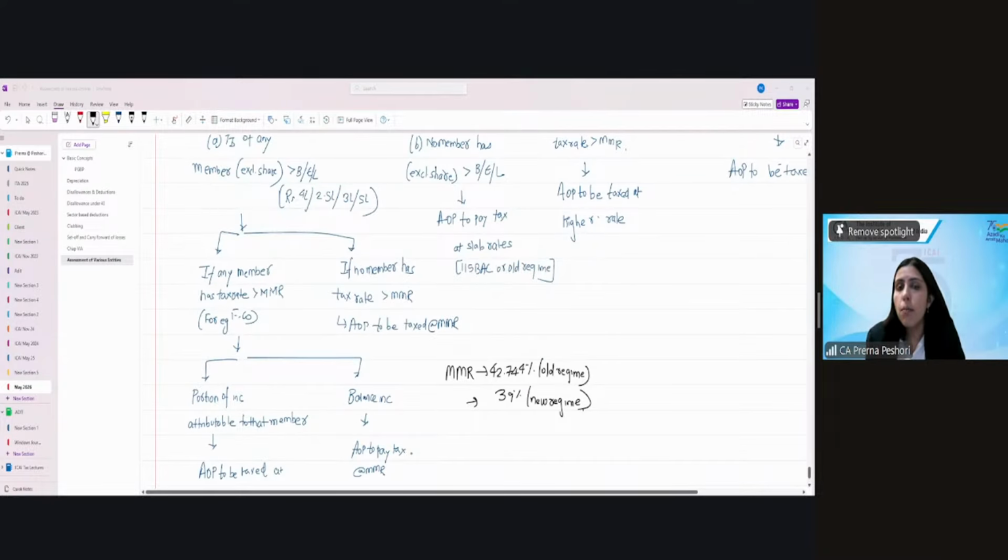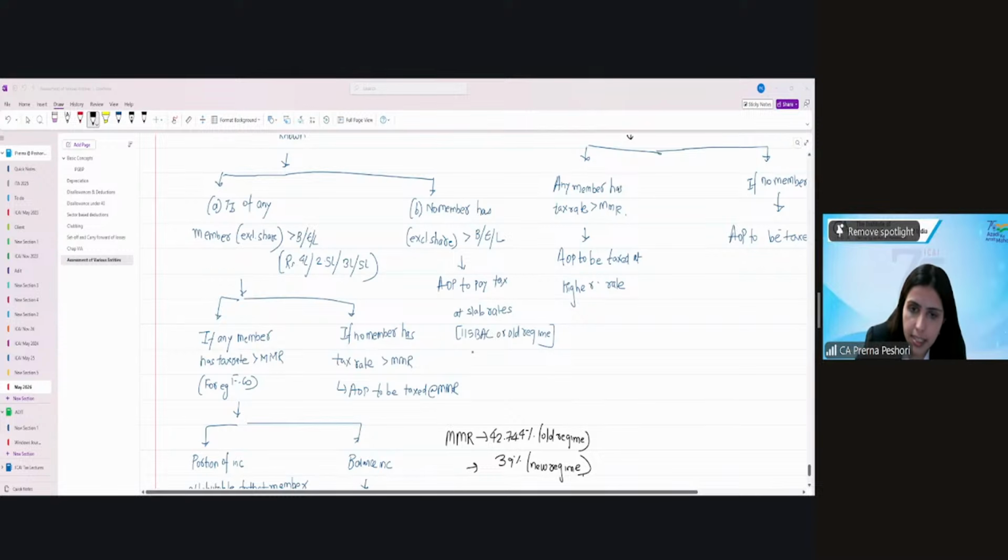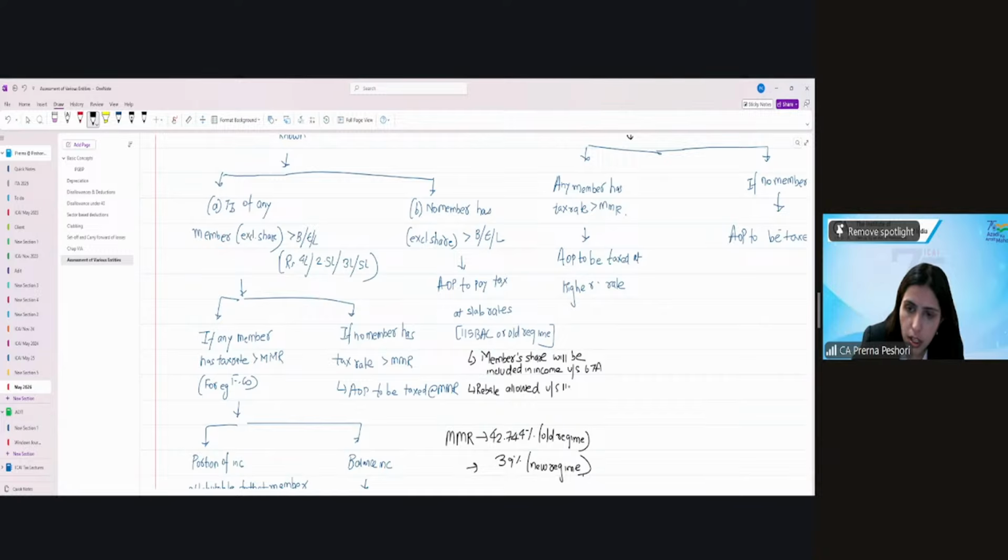In the second case, where no member has income greater than the basic exemption limit and the AOP is paying the tax as per the slab, then in that case, in the hands of the member, the share will be included in the income under section 67A, and a rebate will be allowed to the members under section 110. Okay? So where the AOP is paying tax as per the slab rate, the members' share will be included in their income under section 67A and the members will get rebate under 110.